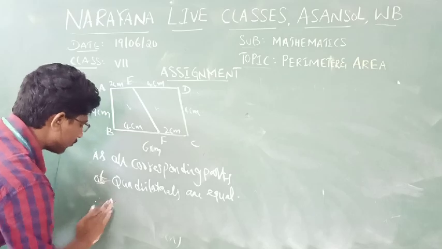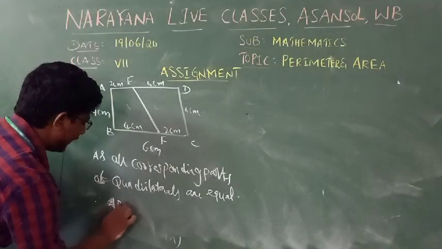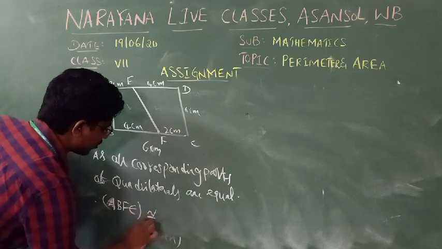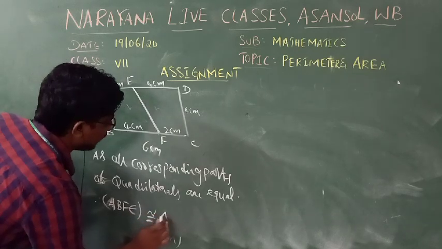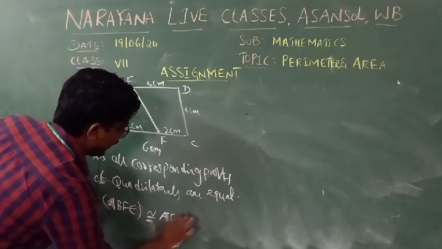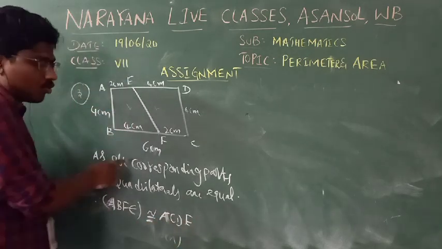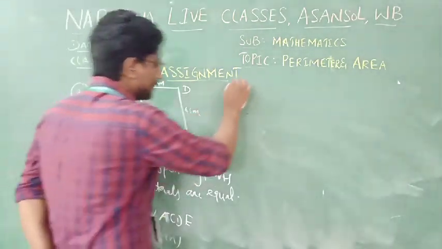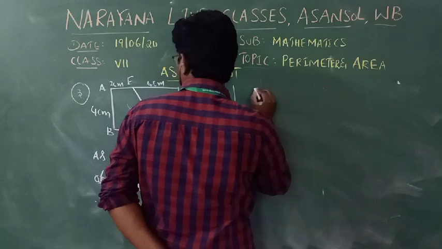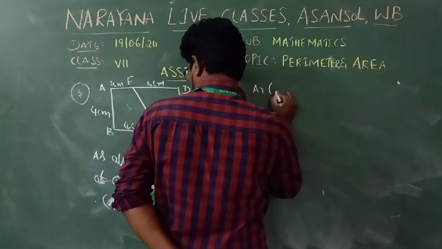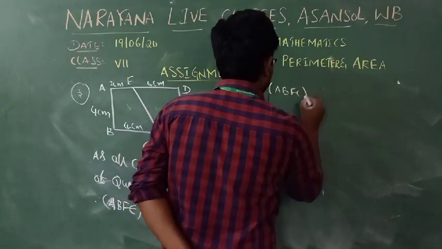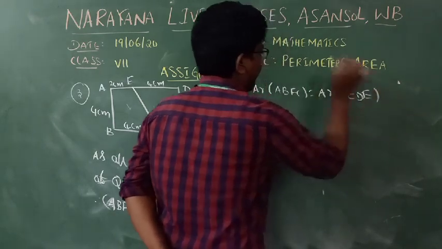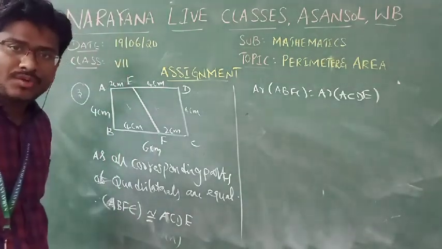Therefore, quadrilateral ADFC is congruent to quadrilateral FCDE. So when the two quadrilaterals are congruent, they are equal in area. That is, area of ADFC is equal to area of FCDE. Now what do we need to find?